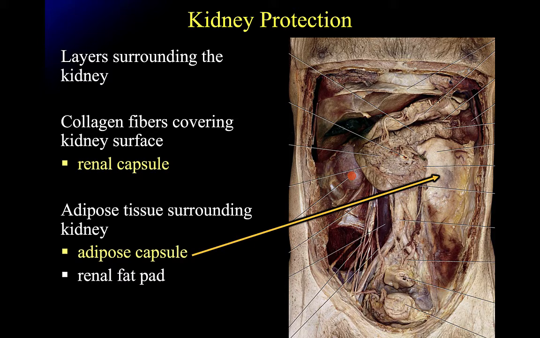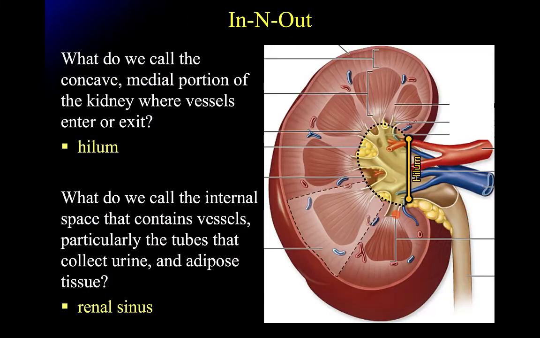We might recognize this as being an adventitia, very much similar in some ways to what wraps around those blood vessels like this abdominal aorta, or around sections of our intestine like the duodenum, which are also retroperitoneal.